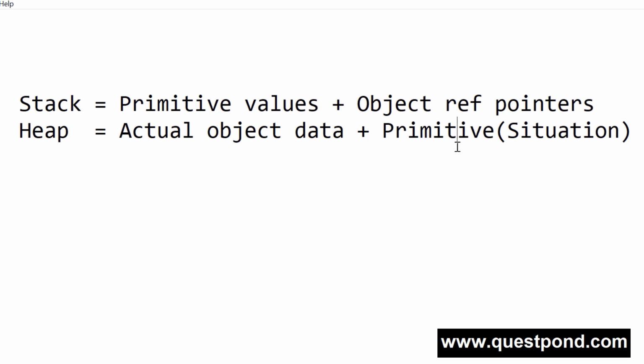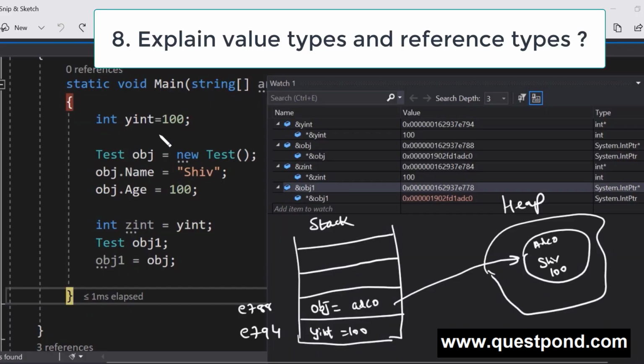Now, when you talk about stack and heap, you will definitely get some questions on what are value types, what are reference types, or you can say what is byval and what is byref, what is copy byval and what is copy byref. All these words are synonyms. So in other words, what are value types and what are reference types, right? So let us try to understand them.